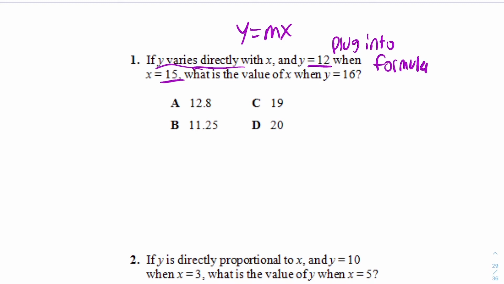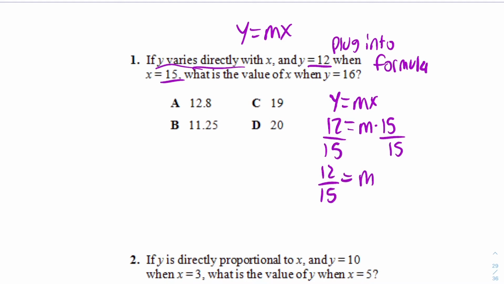We're going to put 12 for y equals m times x. We should solve this for m. So let's divide by 15. M is equal to 12 over 15. 12 over 15, these can both be divided by 3 to get 4/5. Now that we know m, we know that y is equal to 4/5 of x.